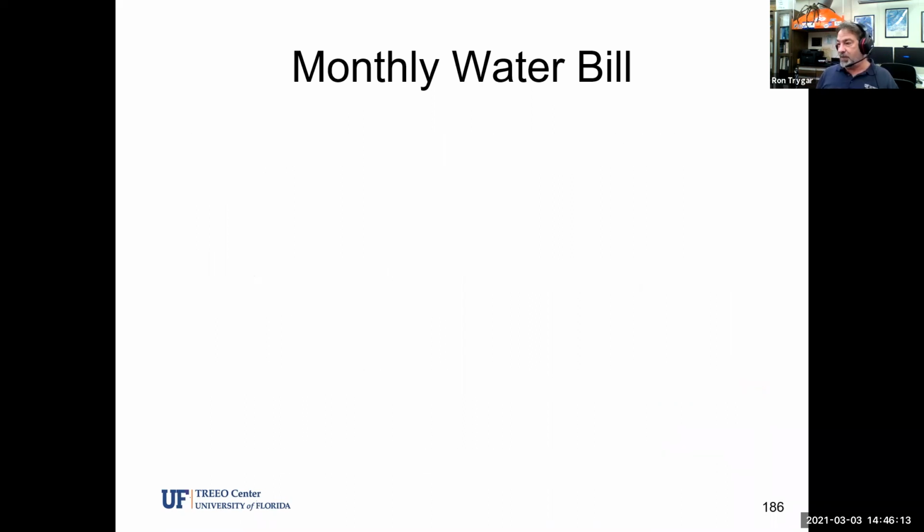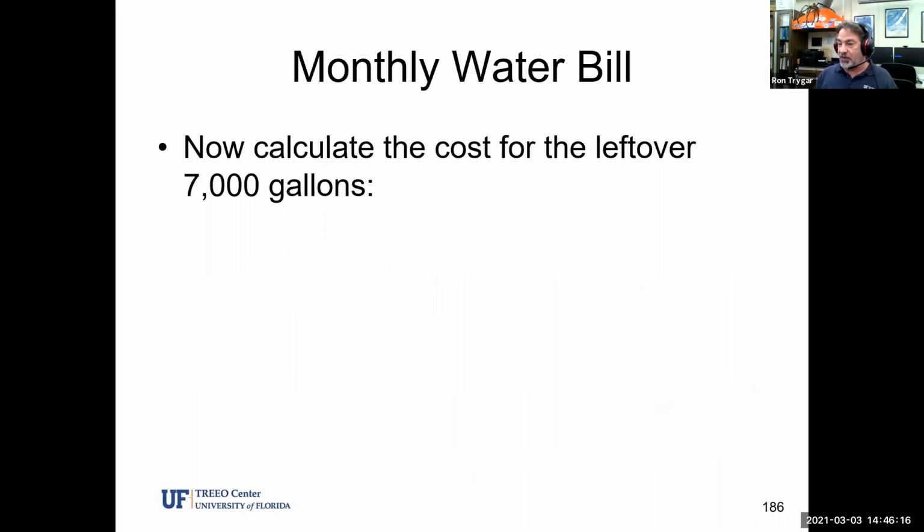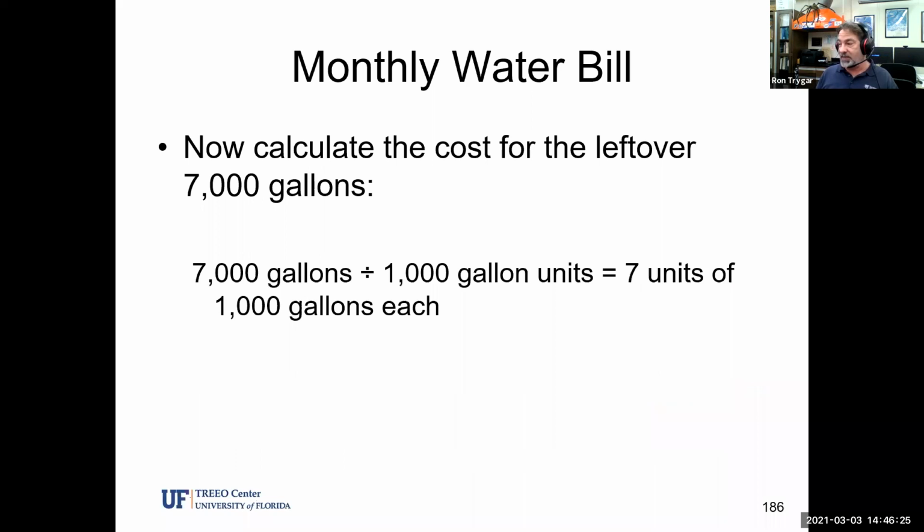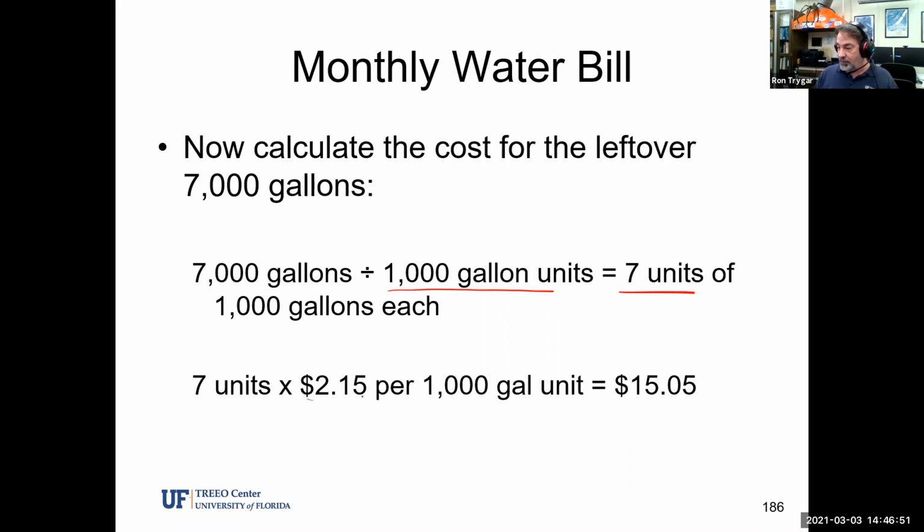So let's go to the next page, and we're going to calculate the cost for the leftover 7,000 gallons because we're in between the 10,000 and 20,000 gallon range. And that is going to be, I think, $2.15 per thousand. So 7,000 gallons divided by 1,000 gallon units gives me 7. So I have 7 units of 1,000 gallons apiece. So the rate structure then is 7 units times $2.15 for each one of those units.